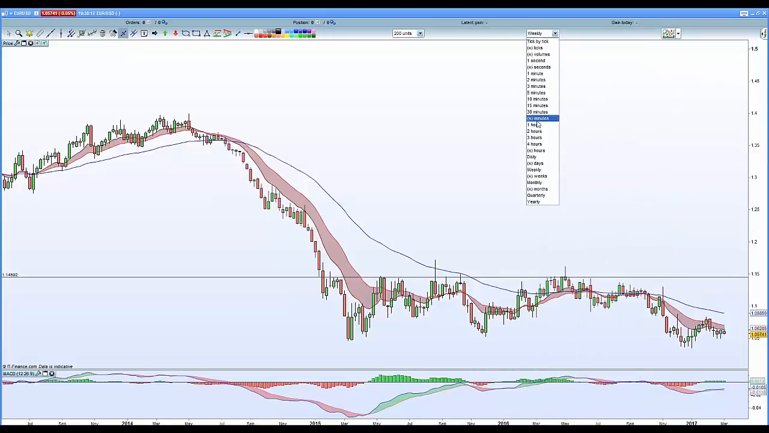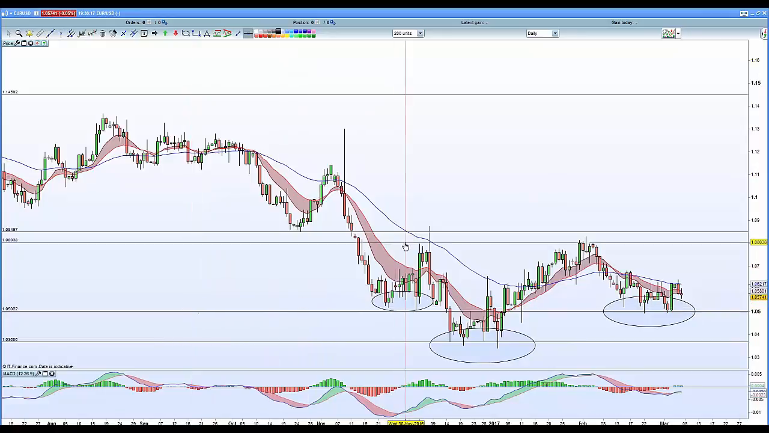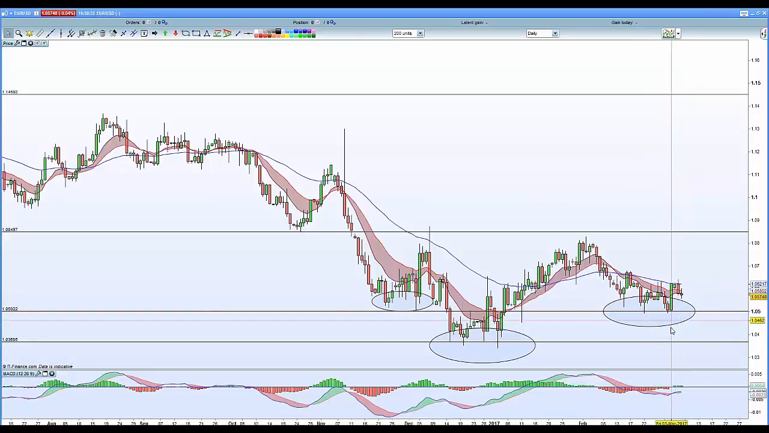Let me just go back to the daily chart. The key support that you want to look out for is around the 105. This 105 level is key. If 105 is broken, there's a high probability that it might go to the next level of support around 103.50 or so.